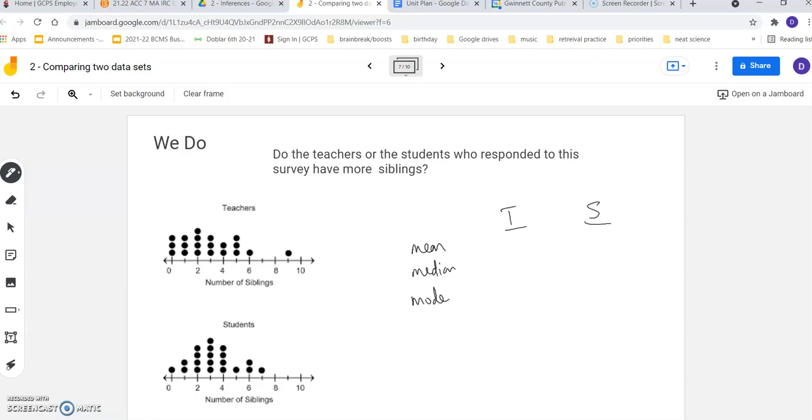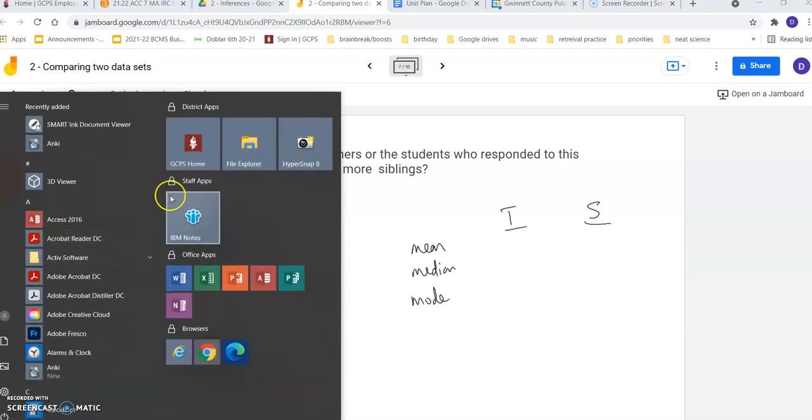All right, let's start with mean. See how many there are. 1, 2, 3, 4, 5, 6, 7, 8, 9, 10, 11, 12, 13, 14, 15, 16, 17, 18, 19, 20. And for the students, 20 also. Got to make sure. You never know, they could have been different, but they aren't.